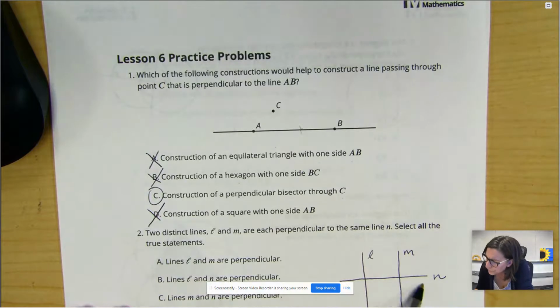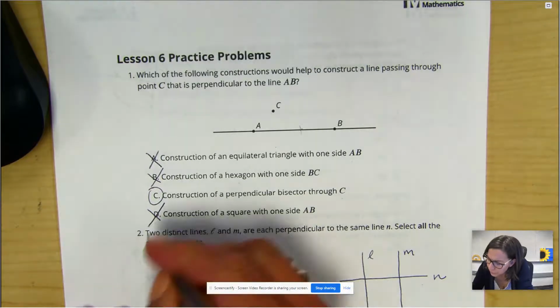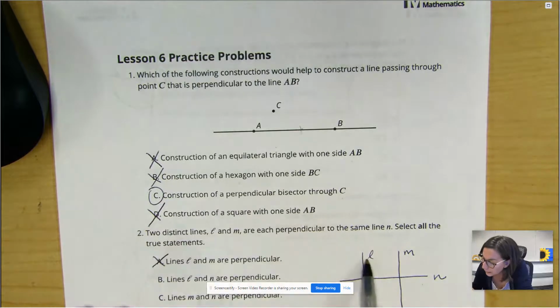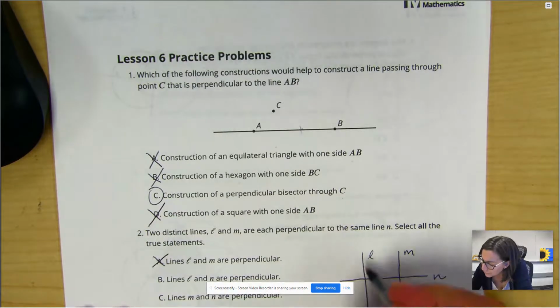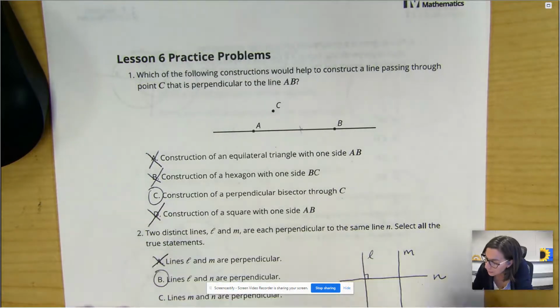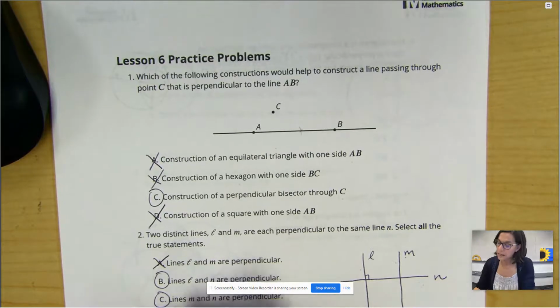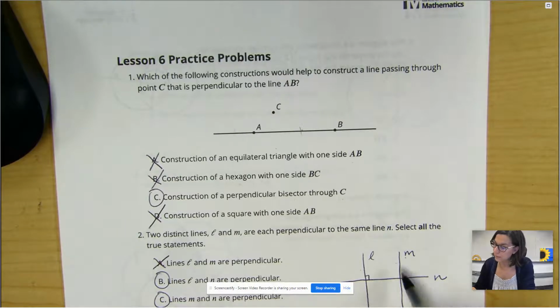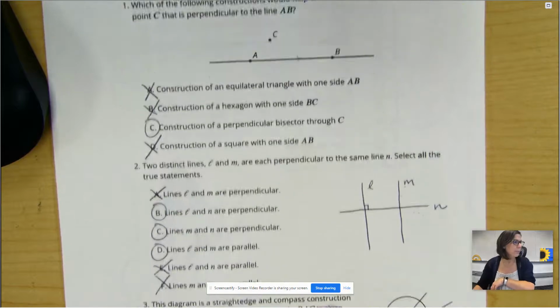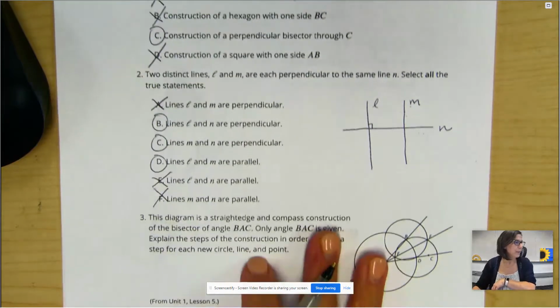So are L and M perpendicular to one another? No. Are L and N perpendicular to each other? Yes. Are M and N perpendicular? Yes. Are L and M parallel? Yes. Are L and N parallel? No. And are M and N parallel? No. Oh, boy, sorry about that. Okay, next one.